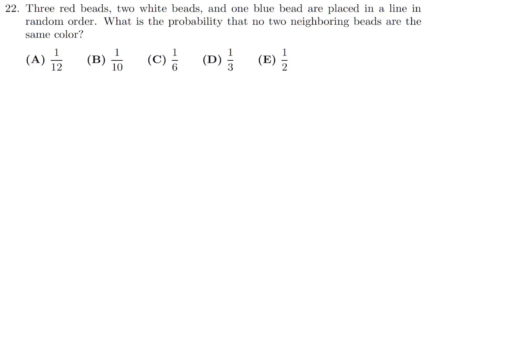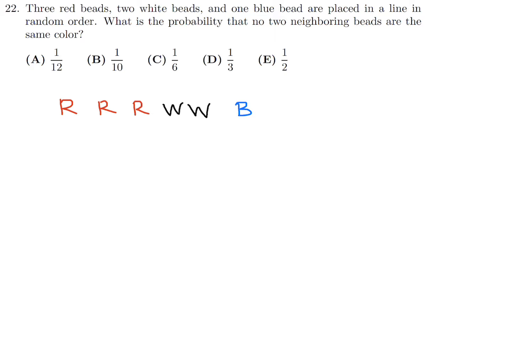3 red beads, 2 white beads, and 1 blue bead are placed in a line in random order. What is the probability that no 2 neighboring beads are the same color? We got R, R, R, W, W, and B for blue.